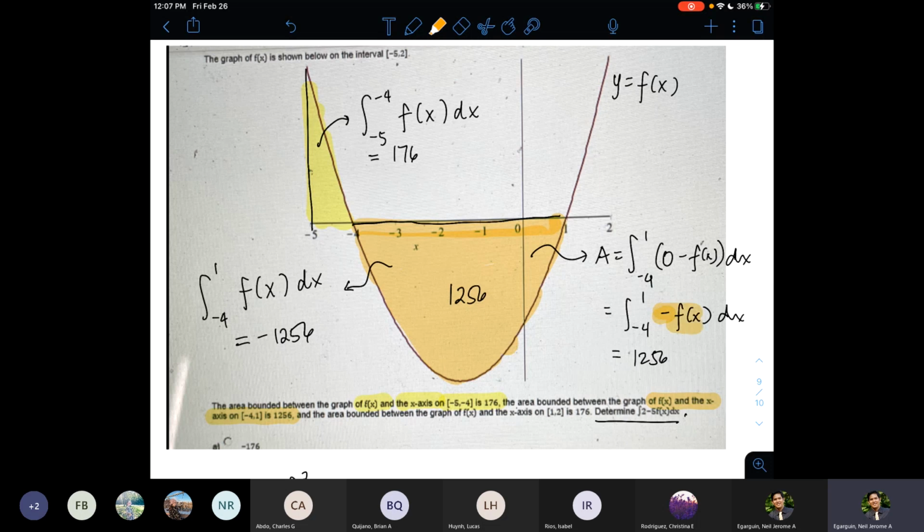That's why if I multiply both sides of this equation by negative, I'll get this info. All right. So two ways to look at it. Just plainly recognize that the region is below the x-axis, or set it up using areas like this. But ultimately, you'll get the same conclusion that the integral of f is equal to negative the area 1256.